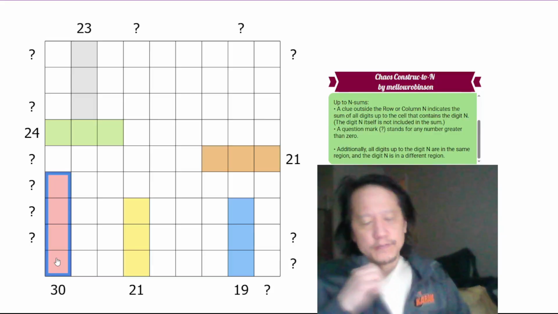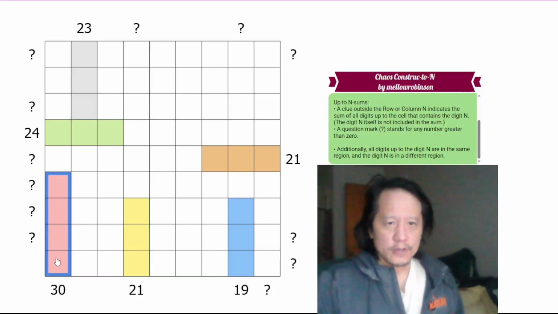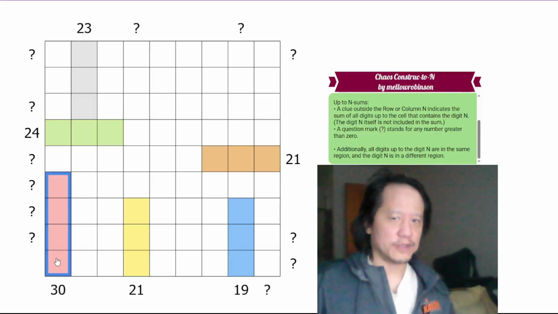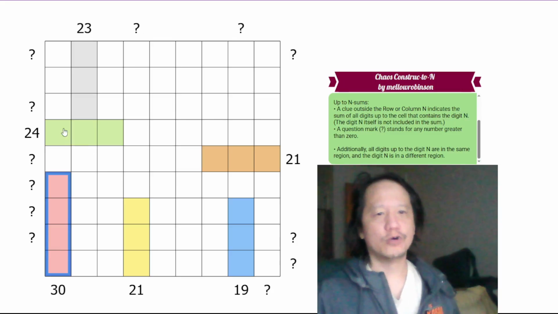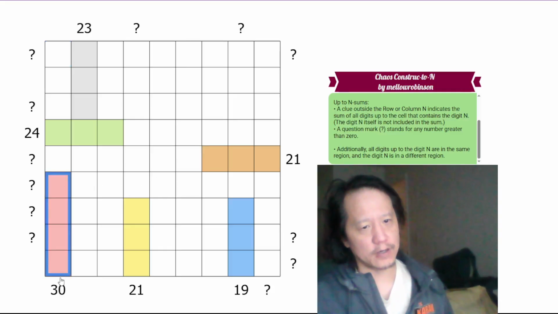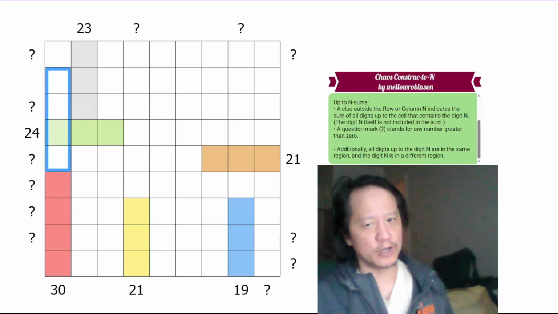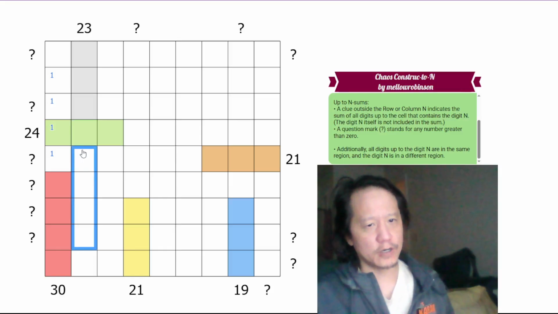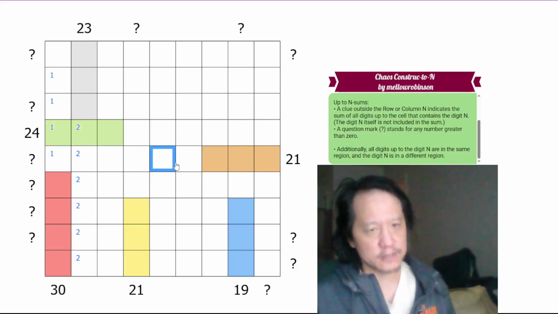Question mark stands for any number greater than 0. Obviously, if you had in row 1 a 1 in the very beginning, then that would not be possible. So this can't be 1 here. So 1 cannot be in column 1, cannot be here, because it must... So 1 in column 1 has to be one of these 4. 2 in column 2 has to be one of these 6.